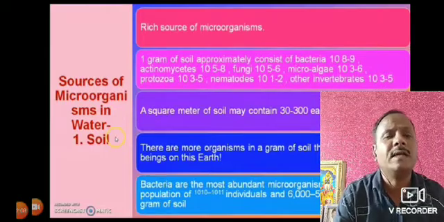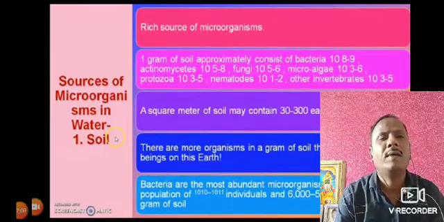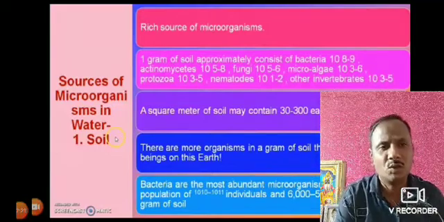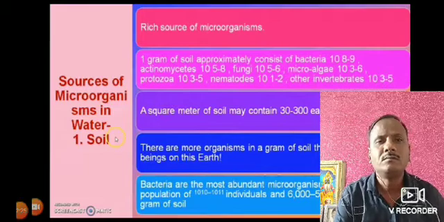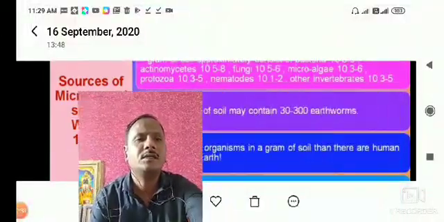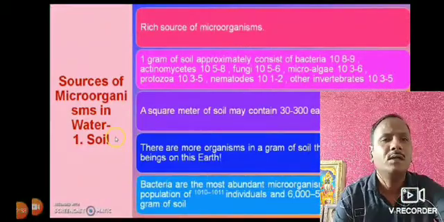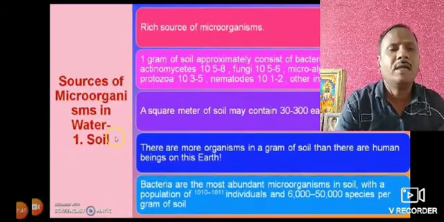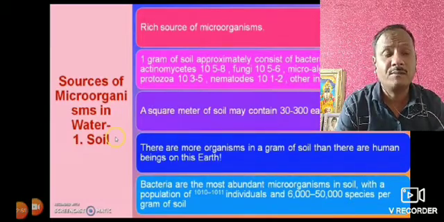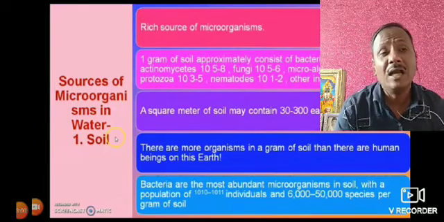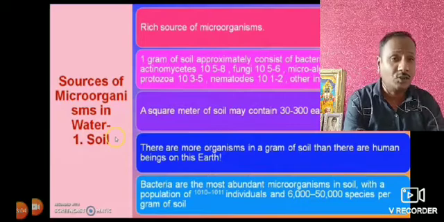One gram of soil sample approximately consists of 8 to 9% bacteria, 5 to 8% actinomycetes, 5 to 6% fungi, and also microalgae, protozoa, nematodes, and other invertebrates. This is the percentage-wise composition present in the soil. A square meter of soil may contain 30 to 300 earthworms. Apart from that, the number of microorganisms present per gram is huge compared to the number of human beings on the earth, uncountable numbers of microorganisms.